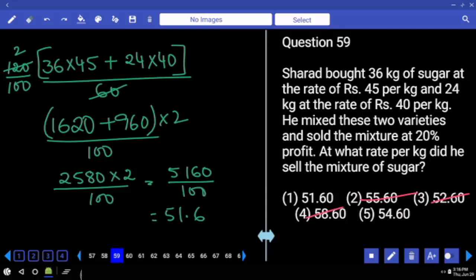Cost price of the first item is 40. If you increase it by 20%, it becomes 54. What is cost price of the second item? 40. If you increase it by 20%, it becomes 48. So maximum value is 54, minimum value is 48, and the overall selling price must be in between these two numbers only. Look at your fifth option, that is exceeding 54, hence that is eliminated. Followed?